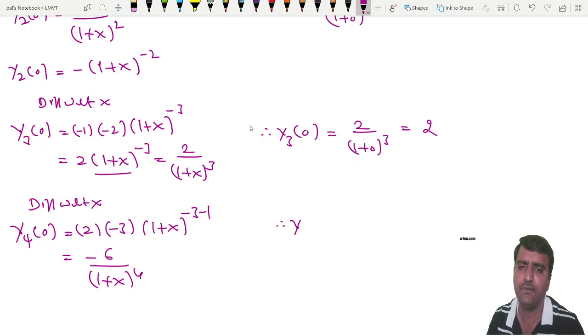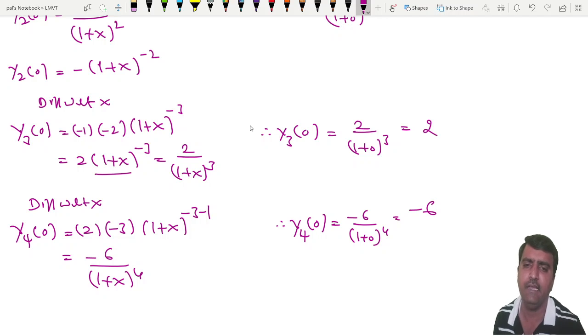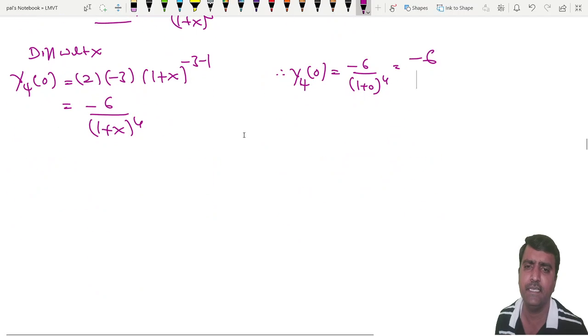So therefore y4 of 0 is equal to minus 6 divided by 1, because 1 plus 0 is 1. That to the power 4 is 1 only. So it is minus 6. The value of y4 of 0 is minus 6.